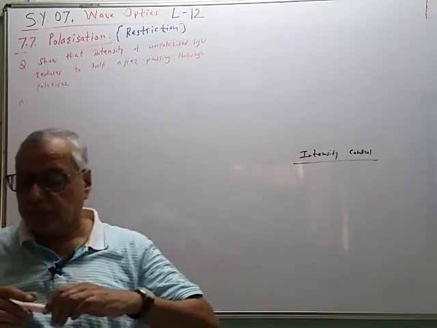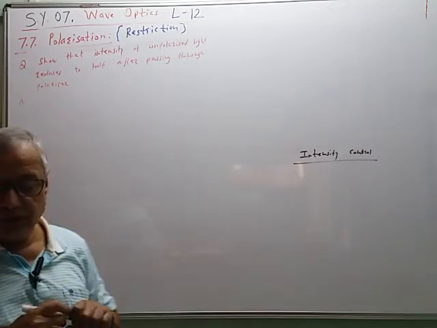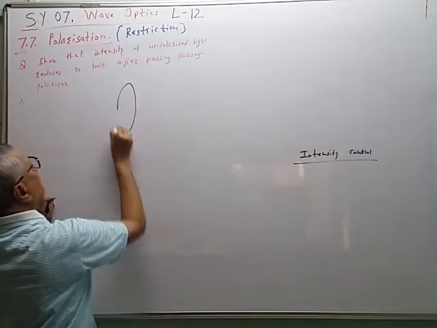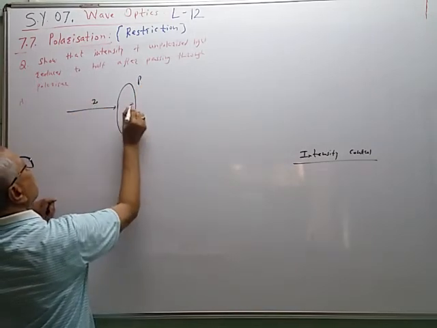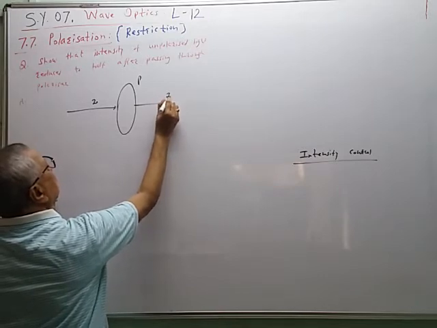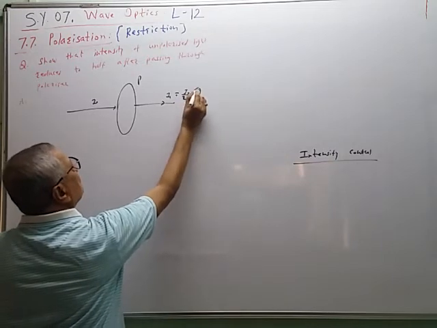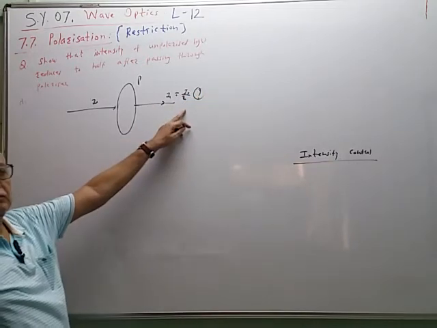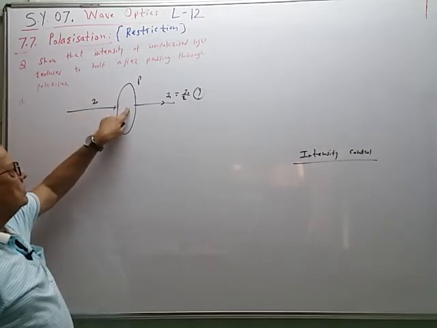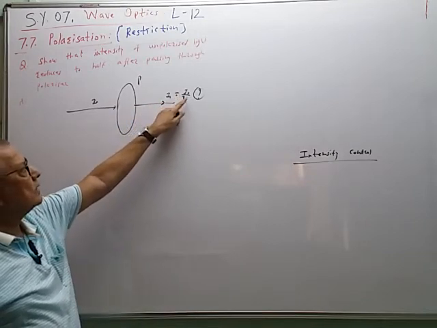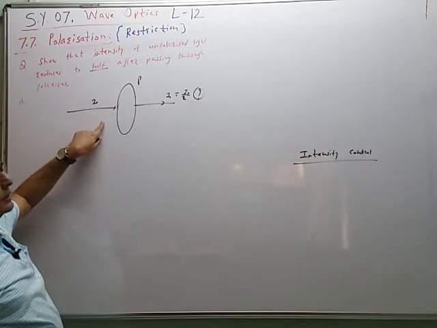So how to prove this? For example, by a figure we can show it like this. If this is a polarizer, this is the incident light having intensity I0, this is the transmitted light with intensity I1, then I1 is equal to I0 by 2. Show that if I0 is the intensity of the incident light on the polarizer, then the transmitted light has intensity I1 and it is half of the incident intensity, like this.